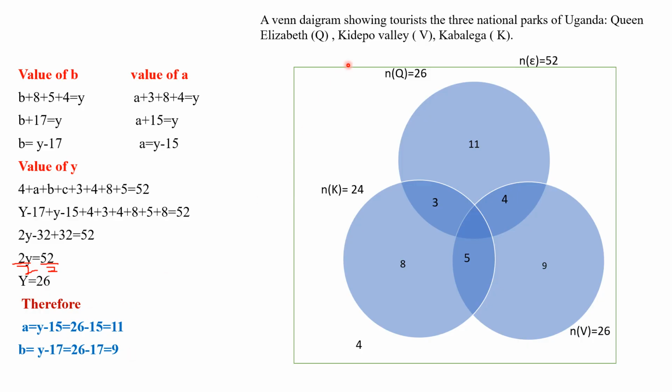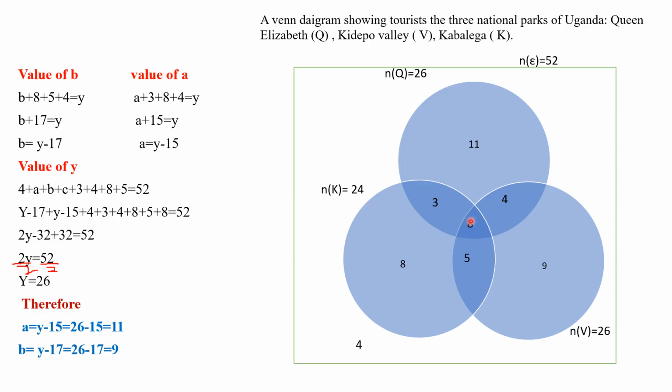So now this is my final Venn diagram, showing tourists who had visited the 3 national parks of Uganda. 52, you can see 26, 24, then here 26. 4 had not visited any of the 3. Please add all these ones and see whether you can get 24. 8 plus 8 plus 5, then plus 8 plus 3 is equal to 24. This is 16 plus 8, I get 24.